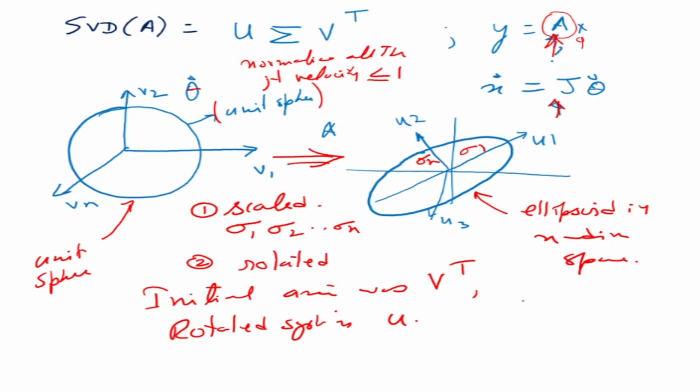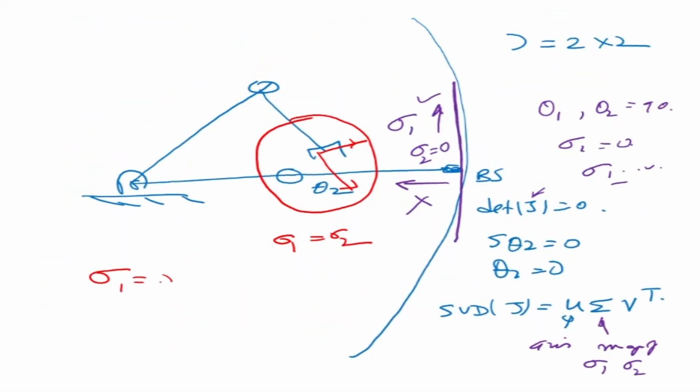So if your sigma 1 is equal to sigma 2 is equal to sigma 3 is equal to sigma n, they are equal, then it means that it's a sphere. Okay, what does that mean? It means you can move equally in all directions. That is in the center of the workspace.